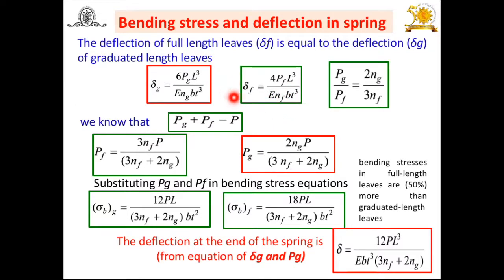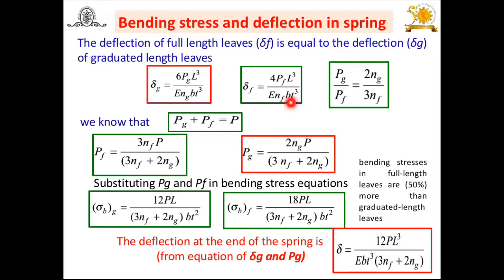Equating both the equations, we get PG upon PF is equal to 2NG upon 3NF. But again, we know that the load coming on the semi-elliptic or multi-leaf spring is P, the total load, which is PG plus PF: the load taken by the graduated leaves plus the load taken by the extra full length leaves. That is this equation.